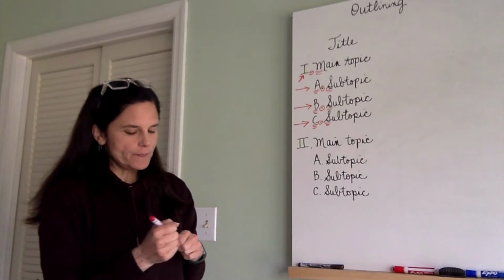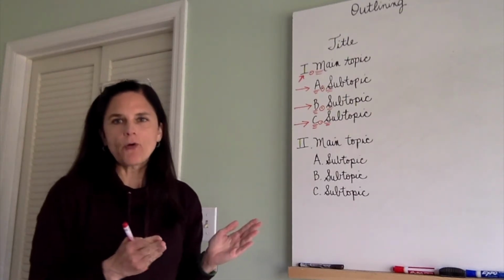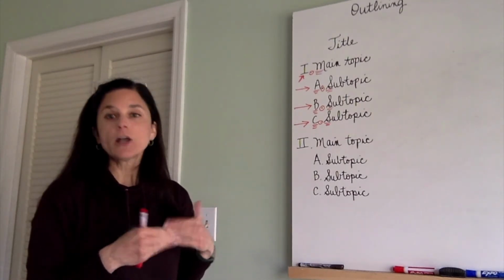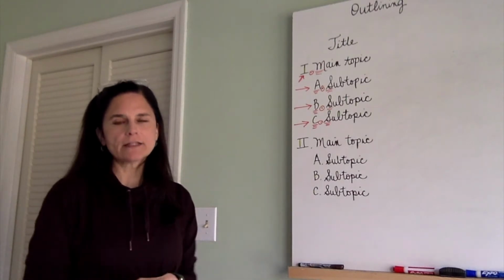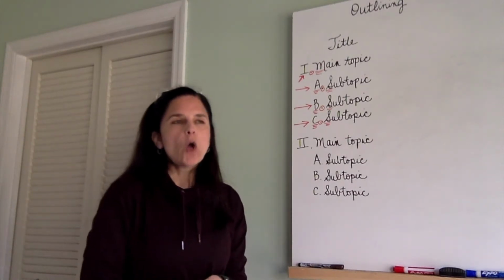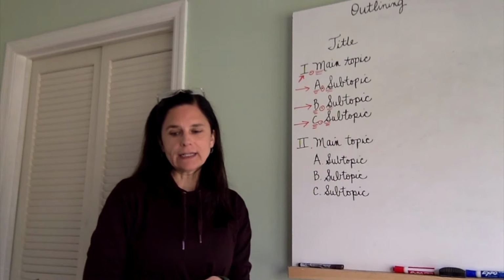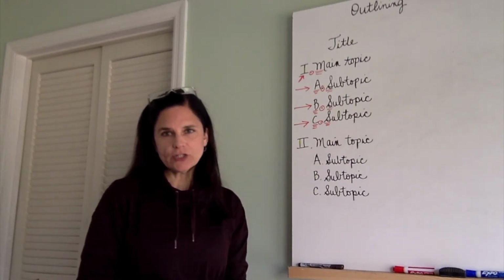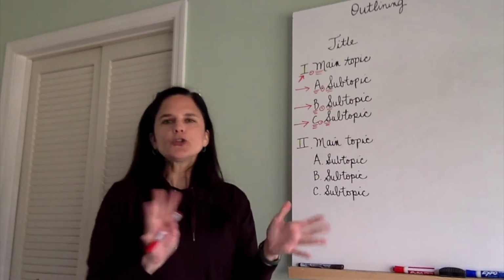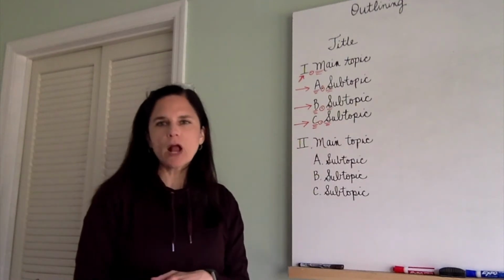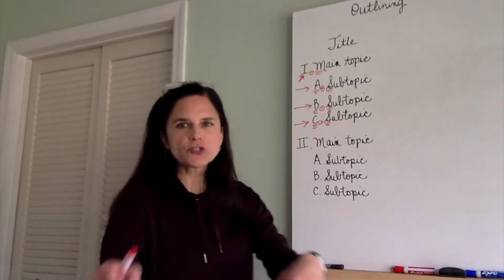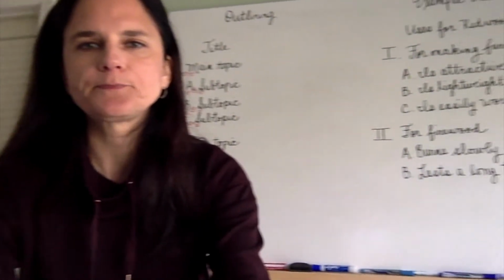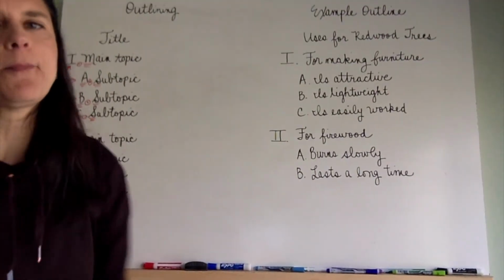So I'm going to show you an example outline that comes from the grammar book. You may recognize this from earlier this year when we learned about outlining. In the grammar book, there's a reference section that tells you how to make an outline. You don't need your grammar book. I've got it summarized here on the board. So let me just turn the camera here so you can see the example here.